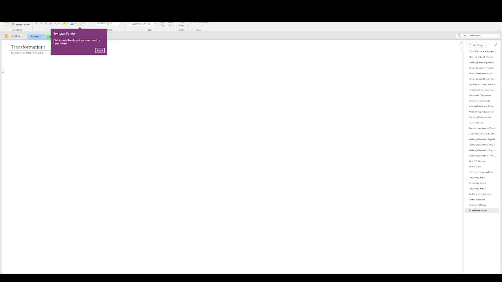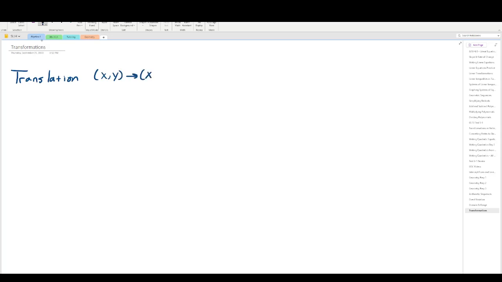So we're going to focus on just 3 of the types, and we're actually going to change one of them a little bit. But let's start with what was always the easiest one, which is a translation. So translation, you may remember from earlier math, turns an xy coordinate into an x plus something, right? So let's say we're translating by 2 right and 3 up.